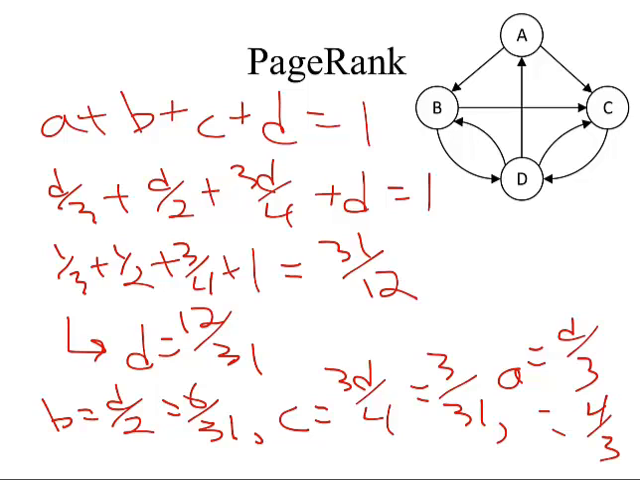So if we ranked these, we would have D being the most important, then B being the second most important, which would be followed by A, and followed by C, which would be the least important. So this is how Google would show on a search result page.